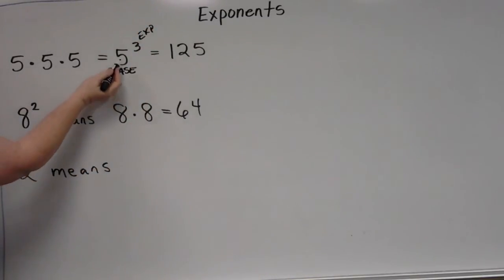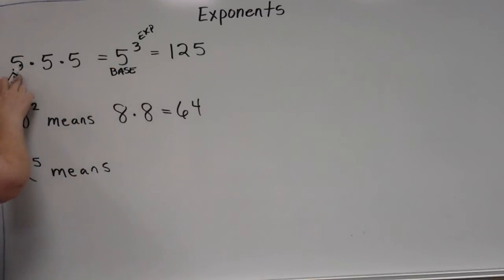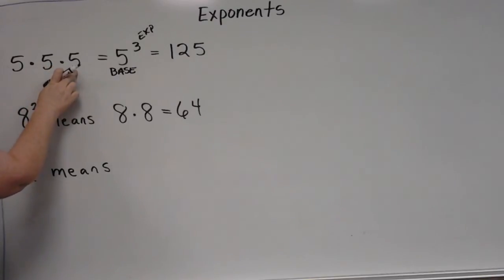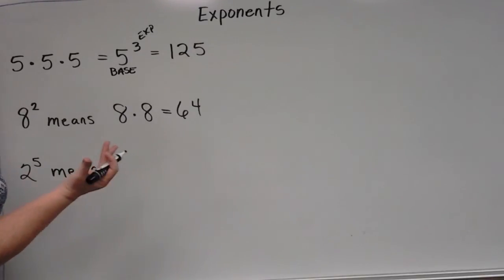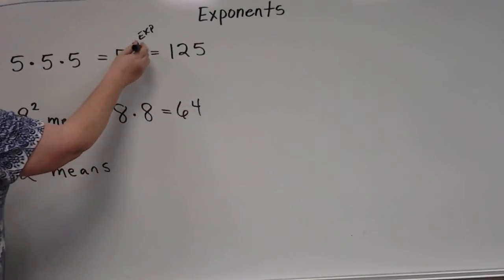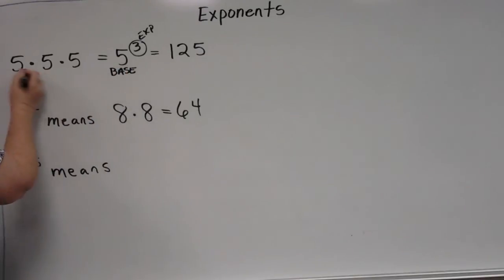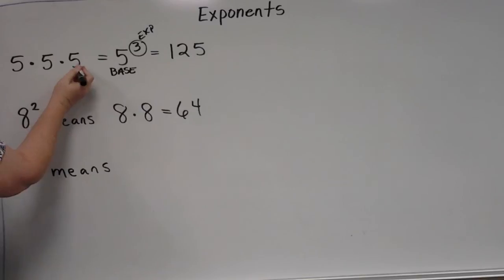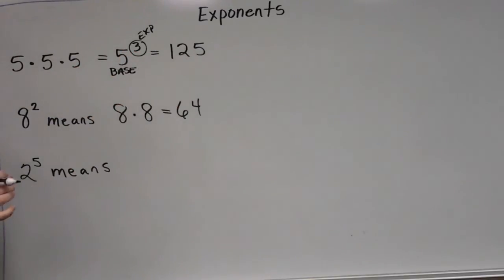That means you write 5 down 3 times and multiply. 5 times 5 times 5. It does not mean 5 times 3. That's the common mistake that many people make. So remember, this exponent tells you how many times to write the base down. Then you're always multiplying. 5 times 5 times 5, or 5 to the third, is 125, not 15. Don't make the common mistake.